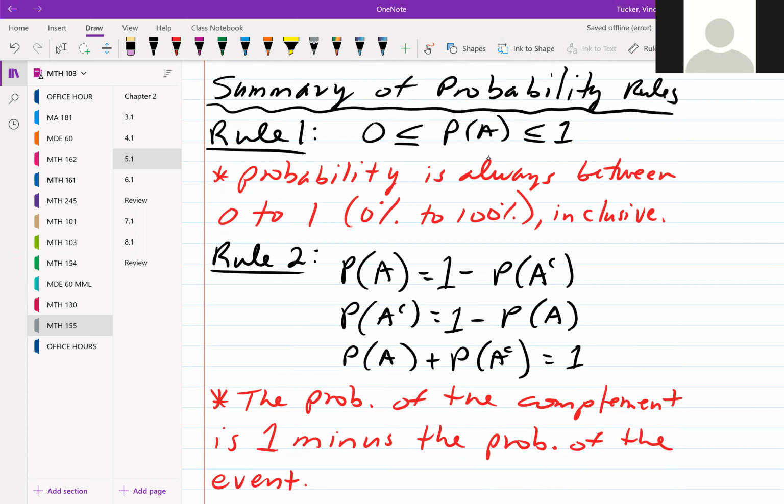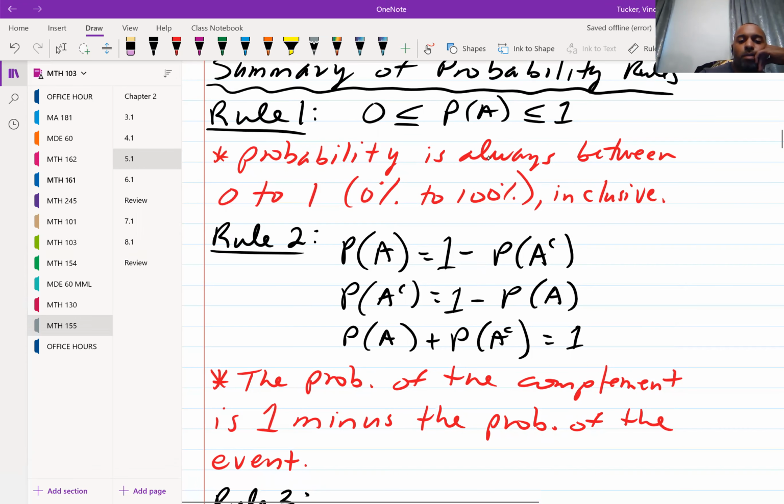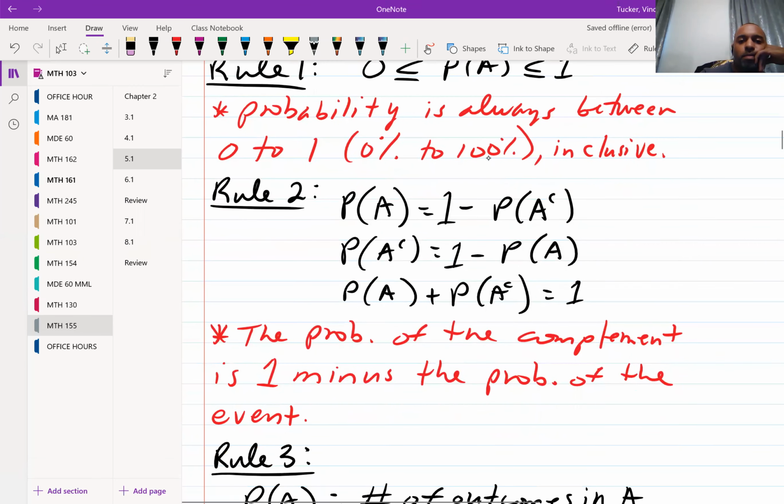So A is the event? Yes, in this case, A would be the event. But it can be whatever letter. All right. Let me know if I can't scroll up.